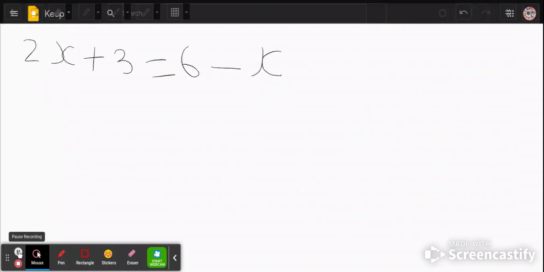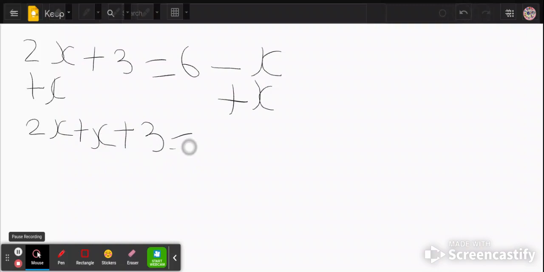So this one states 2x plus 3 is equal to 6 minus x. So as we know, we need to get both terms on one side, right? I'm going to choose the left side. So we need to do the opposite of minus x, which is plus x, right? So we're left with 2x plus x plus 3 is equal to 6, right? As the negative and the positive x cancel each other. So 2x plus x will give us 3x plus 3 is equal to 6.